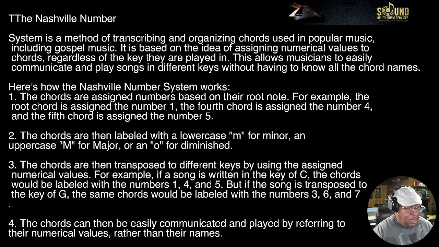Now there's number 3: the chords are then transposed to different keys by using the assigned numerical variables. For example, if a song is written in the key of C, the chords will be labeled with the numbers 1, 4, and 5. As I showed you, in the key of C, every note number has a chord associated with it. So this is where I'm going to have to get more theory into me. But if the song is transposed to the key of G, the same chords could be labeled with the numbers 3, 6, and 7. Yes, if you go to the key of G, then those same chords that you formed by hand in C have a different note name in the key of G.